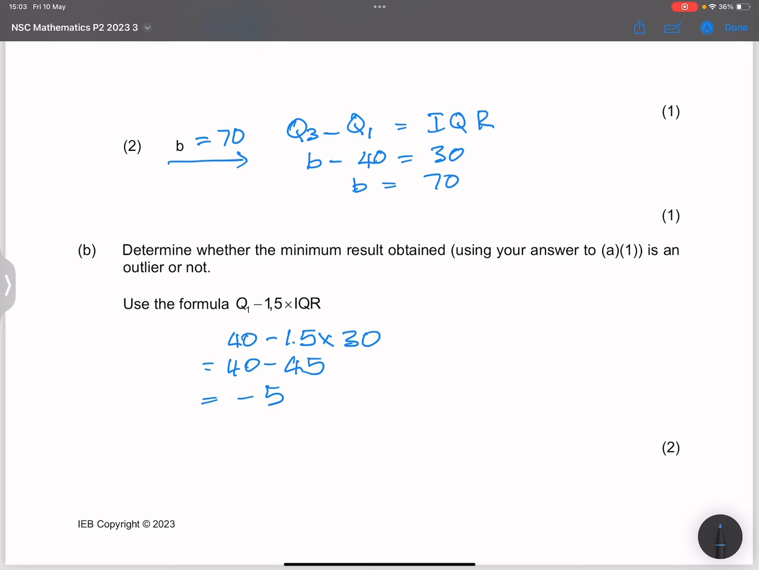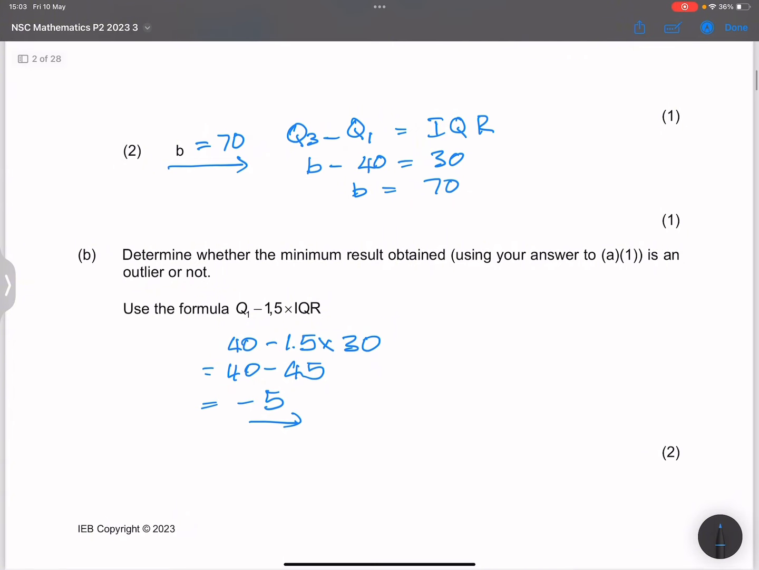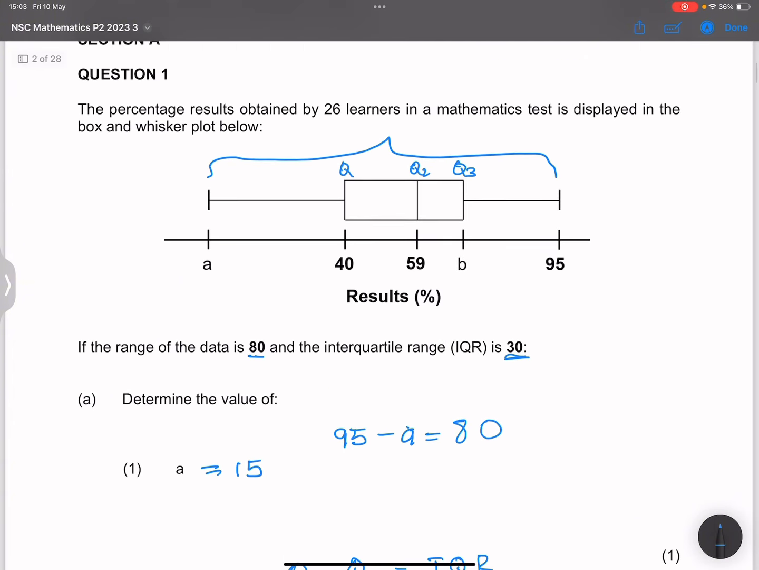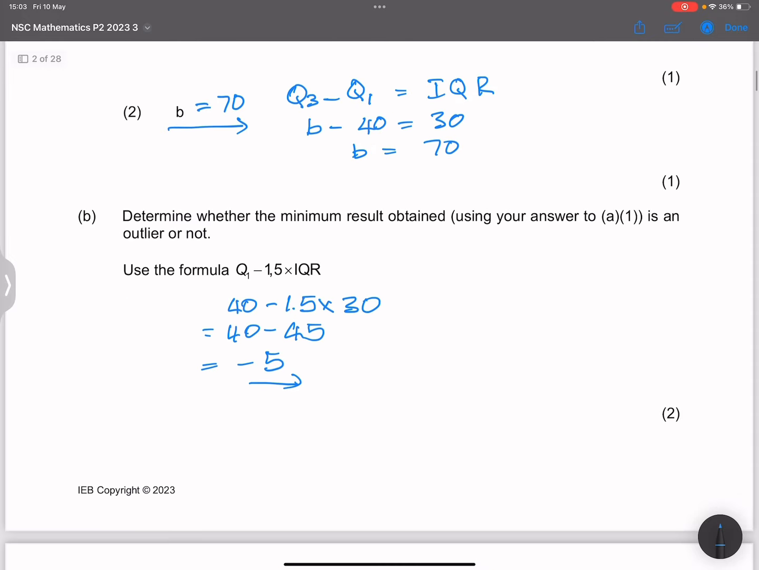But remember, what is our minimum value? Our minimum value was A, which is 15. So since our minimum value is much greater than negative 5, it means that that minimum value is actually an outlier. So yes, it is an outlier. Right, let's go to the next one, ladies and gents.